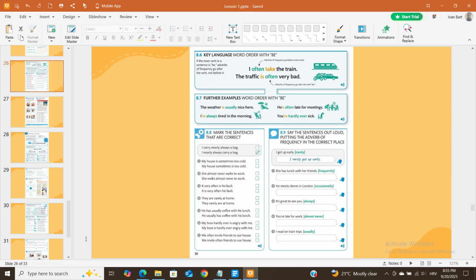3 It very often is his fault. It is very often his fault. They are rarely at home. They rarely are at home. He has usually coffee with his lunch. He usually has coffee with his lunch. My boss hardly ever is angry with me. My boss is hardly ever angry with me.